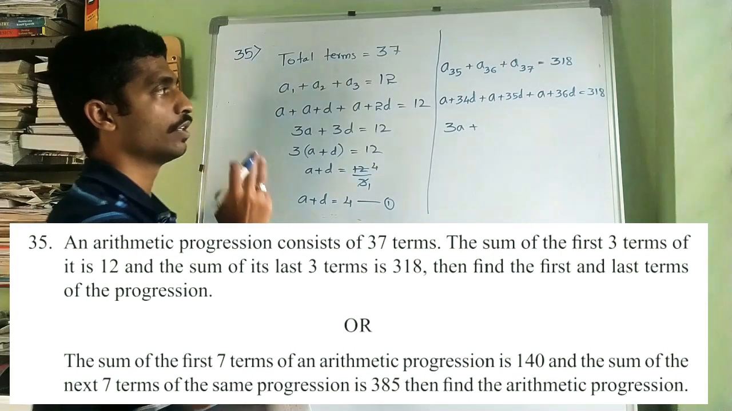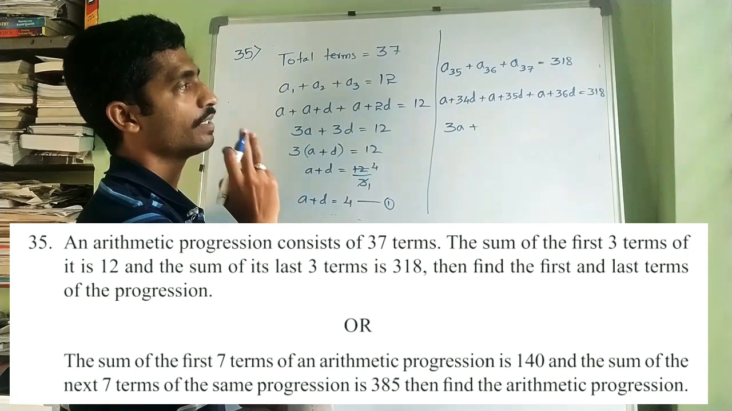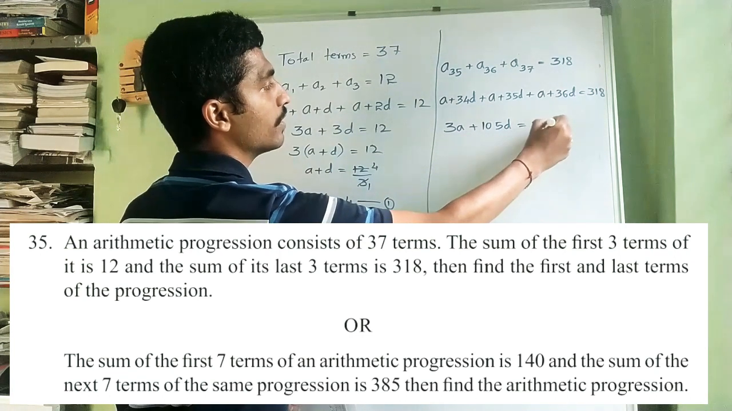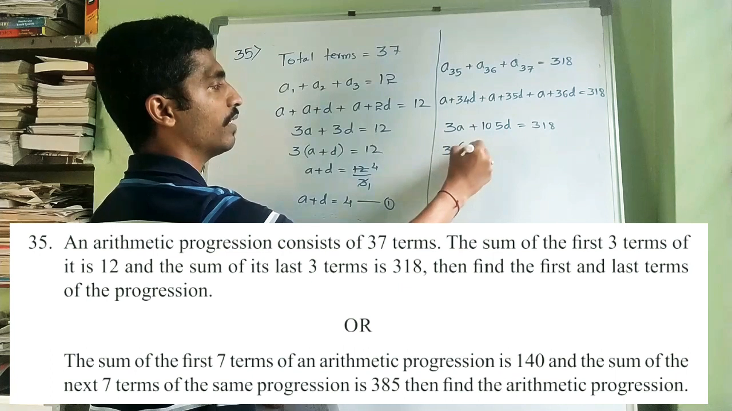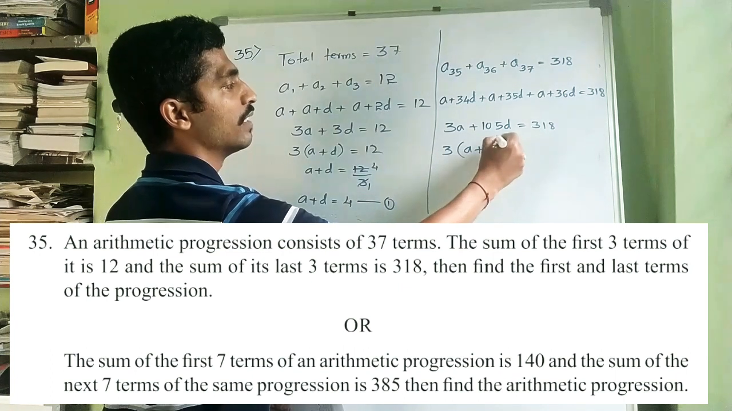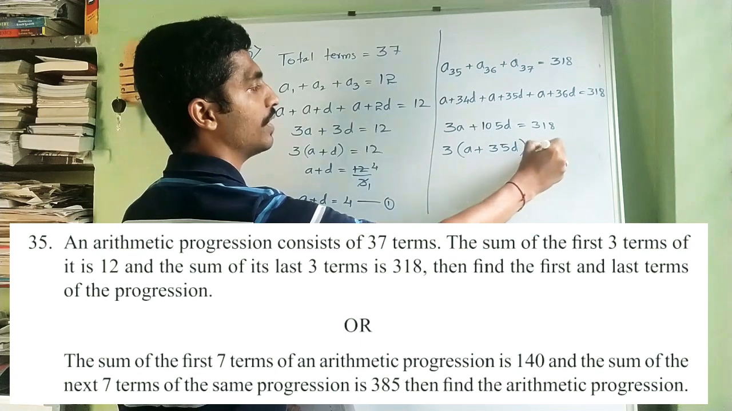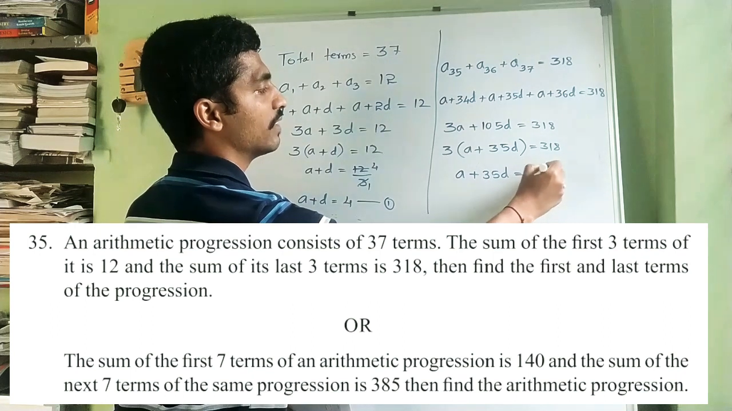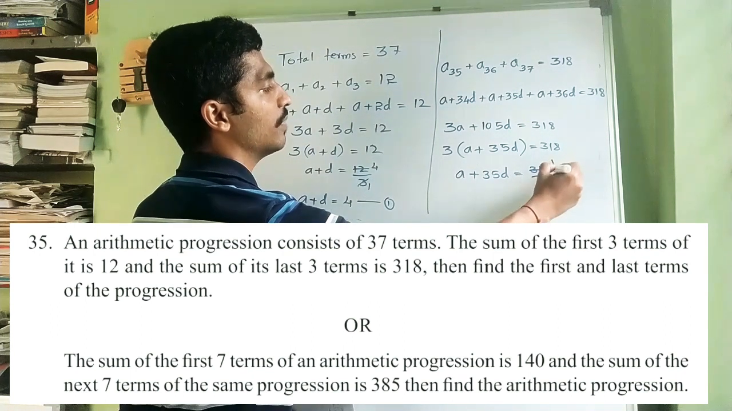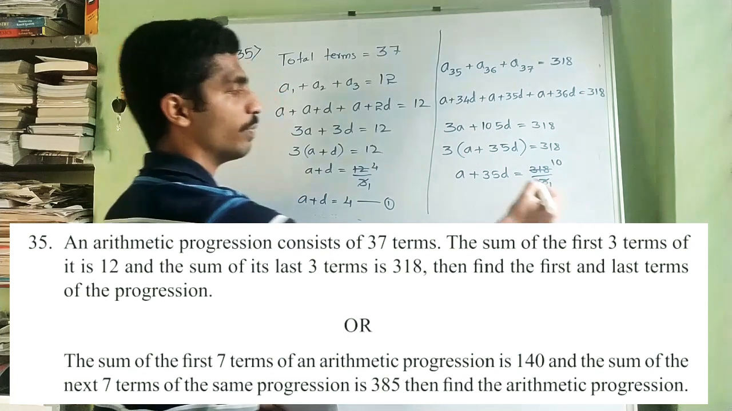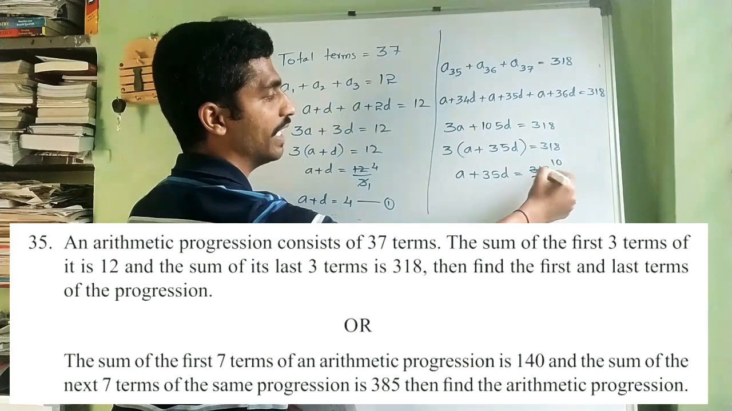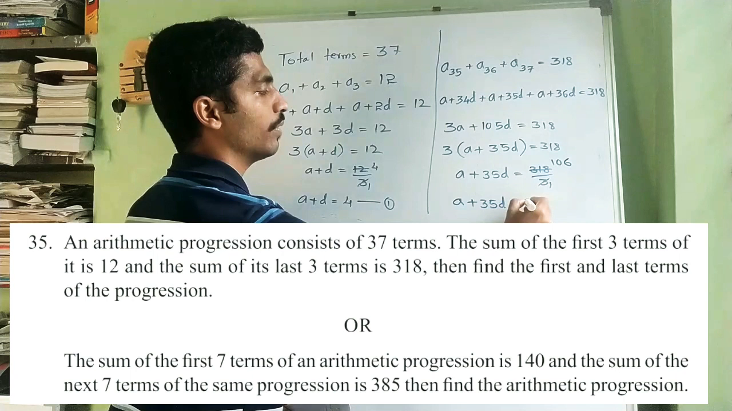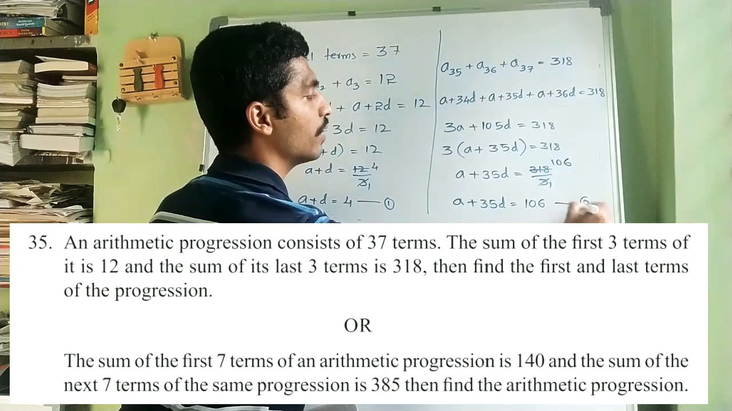How much you will get here? So 34 plus 36, it will be 70, 70 plus 35, it will be 105. 105D equal to 318. So again take the 3 common. A plus, 3 times 35 is 105. So equal to 318. So A plus 35D, take 3 that side. 318 by 3, 3 ones are 3. So here 1 is not divisible by 3, so take 0. Next becomes the 18, that is 6. So A plus 35D equal to 106. So equation number 2.